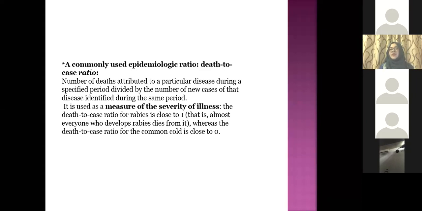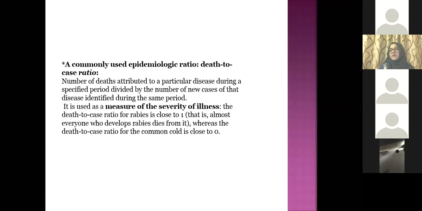calculate the death to case ratio. The death to case ratio is used to measure the severity of illness. For example, the death to case ratio for rabies is close to 1. That is, almost everyone who develops rabies dies from it. Whereas the death to case ratio for the common cold is close to 0, because not everyone who acquires a cold dies from it.